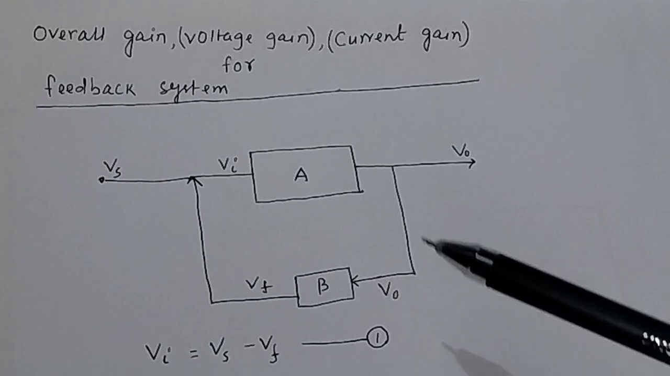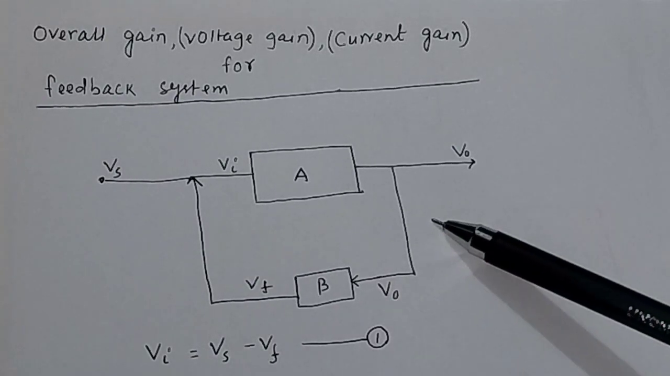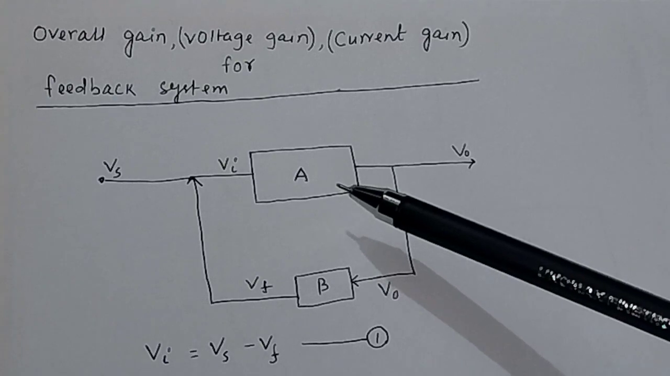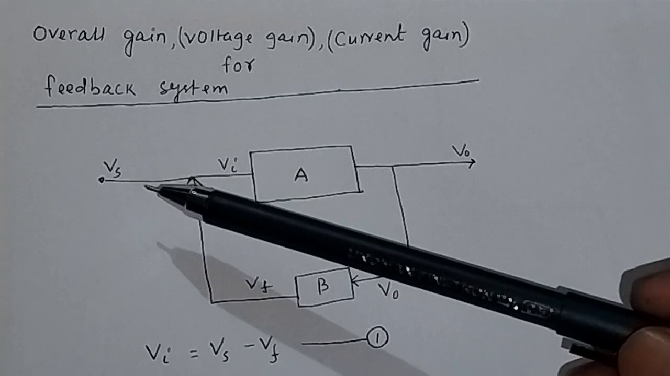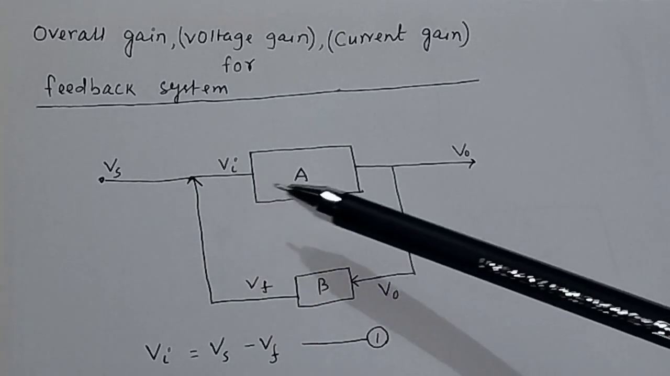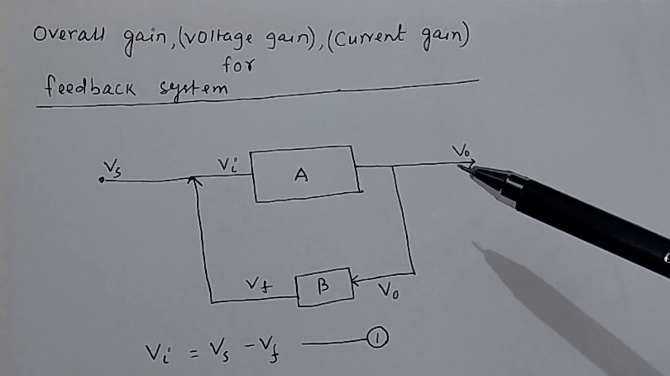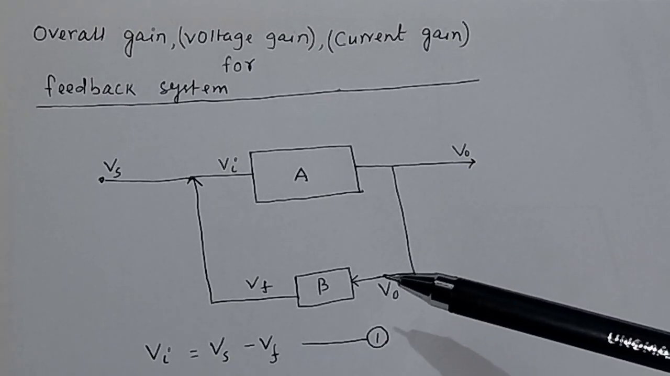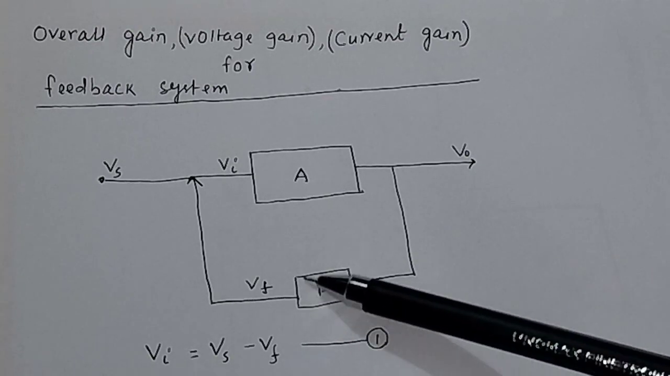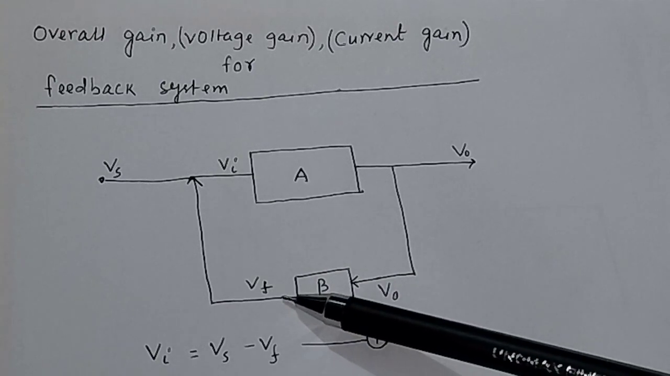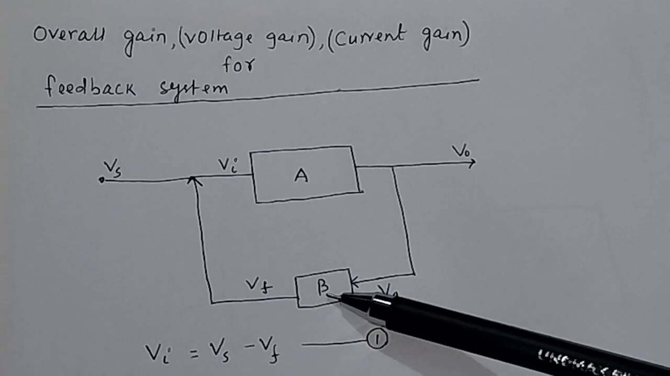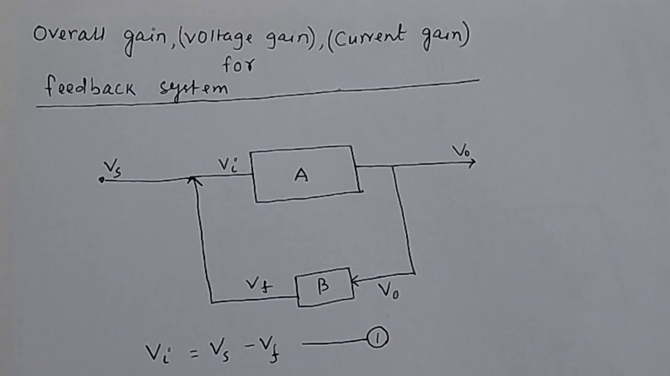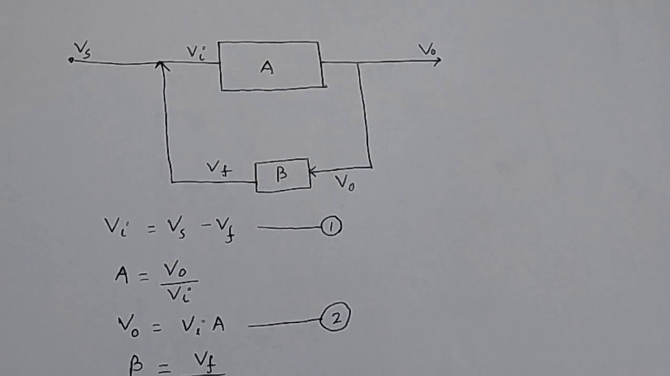This is a block diagram of a feedback amplifier. This is the gain of the amplifier, A. Suppose the source voltage is Vs, the input voltage Vi, the output voltage Vo, and the output voltage is given to the input of the feedback circuit, and the output of the feedback is Vf, and the feedback fraction is equal to beta. First, consider the negative feedback amplifier.